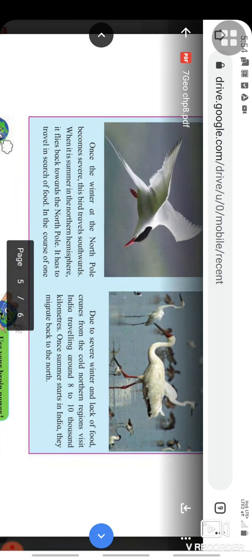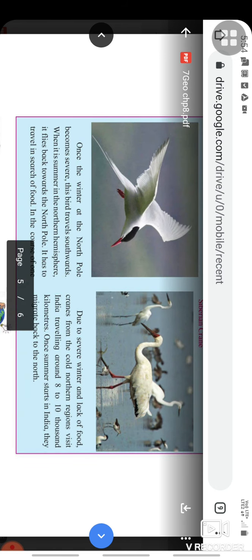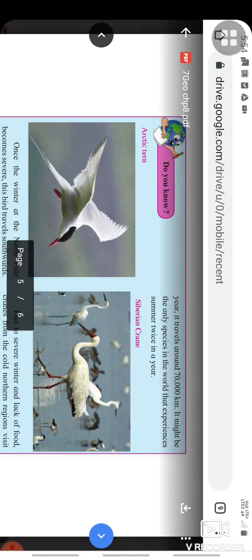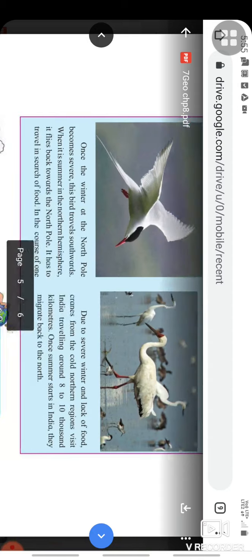And do you know, once the winter at the North Pole becomes severe, the bird travels southwards. When it is summer in the northern hemisphere, it flies back towards the North Pole. It has to travel in search of food. In the course of 1 year, it travels around 70,000 kilometers. It might be the only species in the world that experiences summer twice in a year.